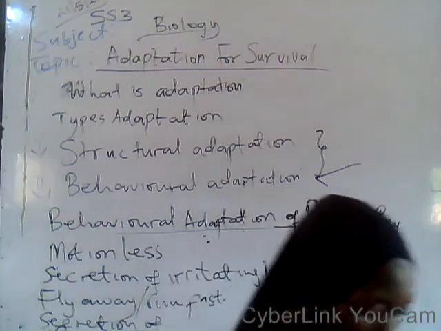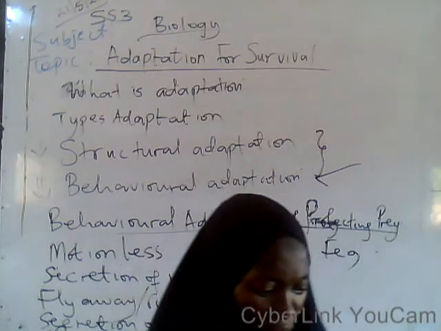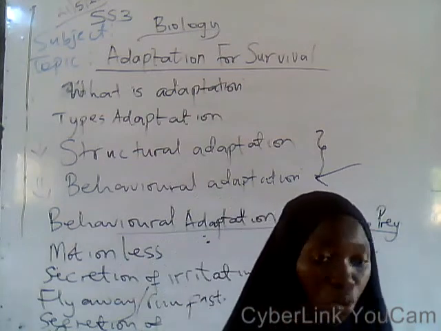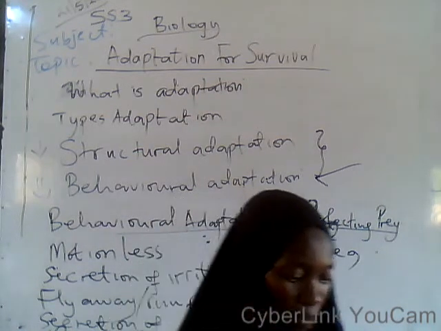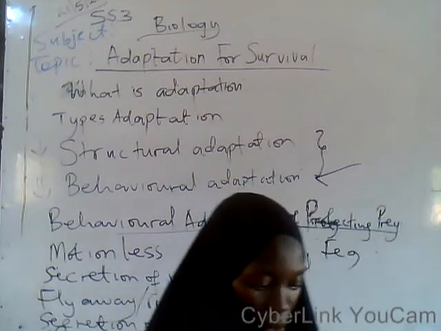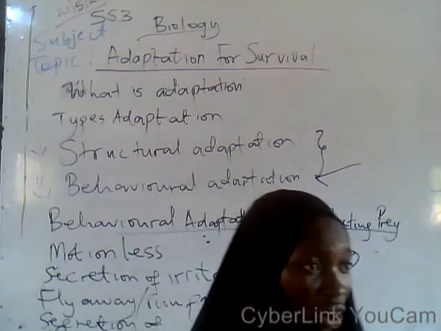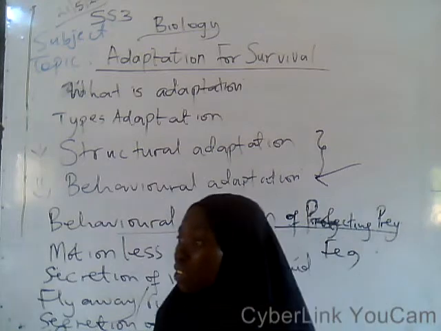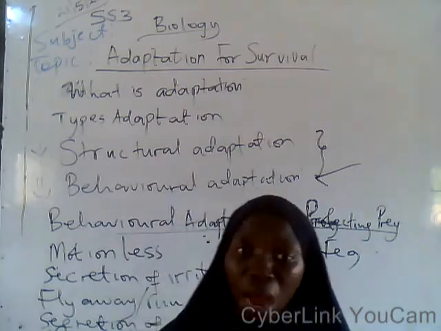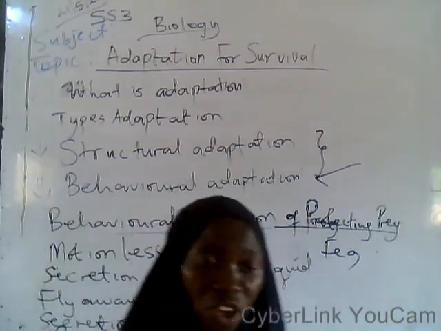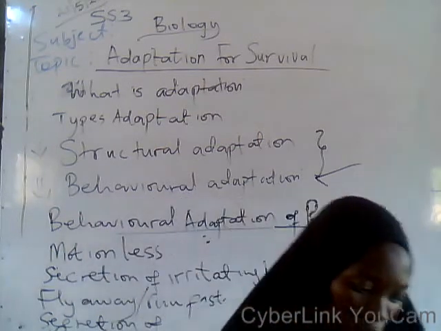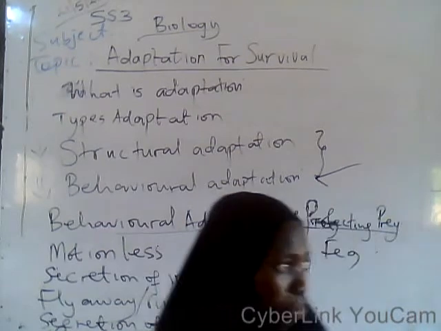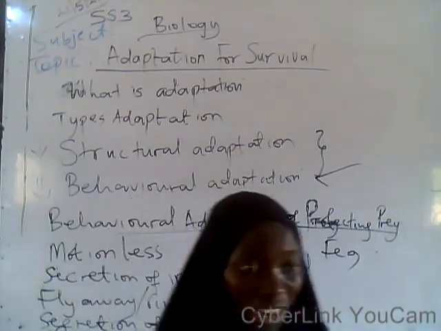Another one is that some of these animals move in groups so as to frighten their predators. A very good example is the monkeys. They move in groups. Another one is concealing coloration. Some animals have a coloration that blends with their environment such that they are not easily noticed by their predators. All these are behavioral adaptations against predation.